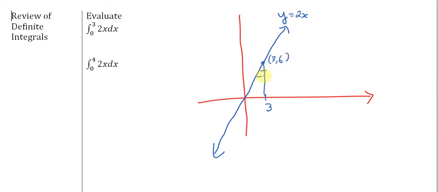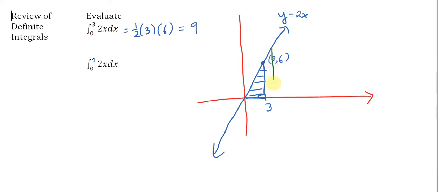So the definite integral is going to be this area right here, which is just the area of a triangle, right? And this is a right triangle. So this is 1/2 of the base, which is 3, times the height, which is 6. So we work all that out. That equals 9.